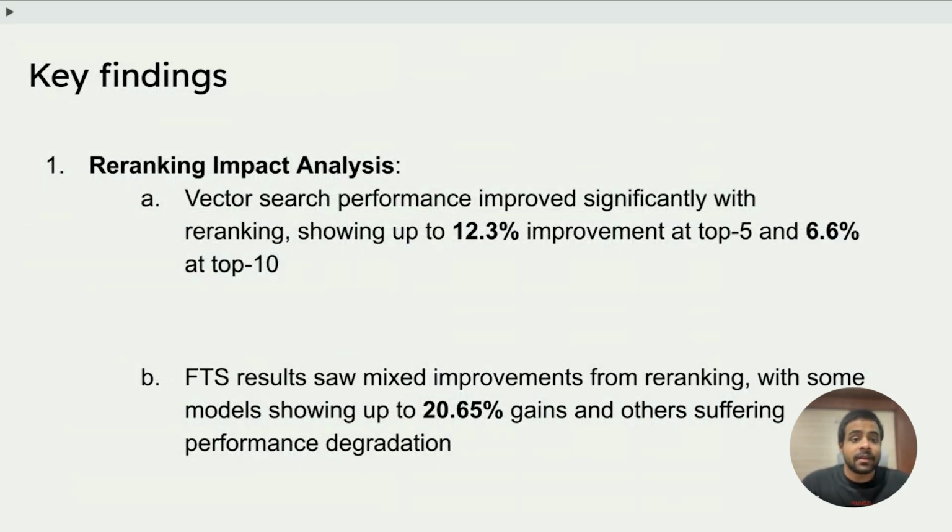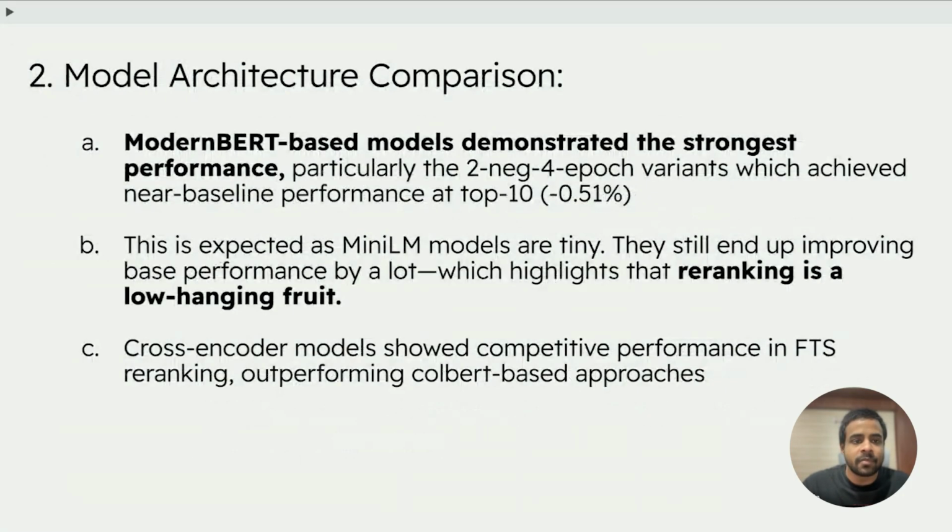Okay, key findings, right? So vector search performance improved significantly, as I said, showing up to 12% improvement in top 5, and about 7%, 6.6%, in top 10. Full text search also improved. Obviously, it showed more improvement because of different reasons, but essentially full text search is a different algorithm. It's not using semantic search. So the improvement can obviously differ a lot from the semantic search based operation, but this is not the topic of this discussion, so I'll just move past it.